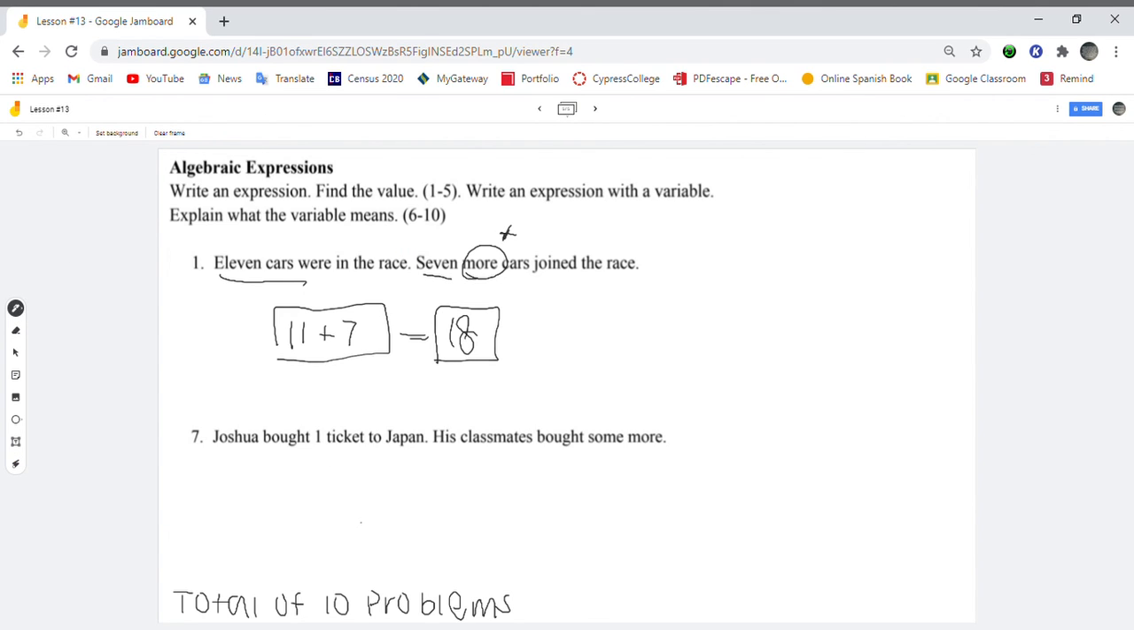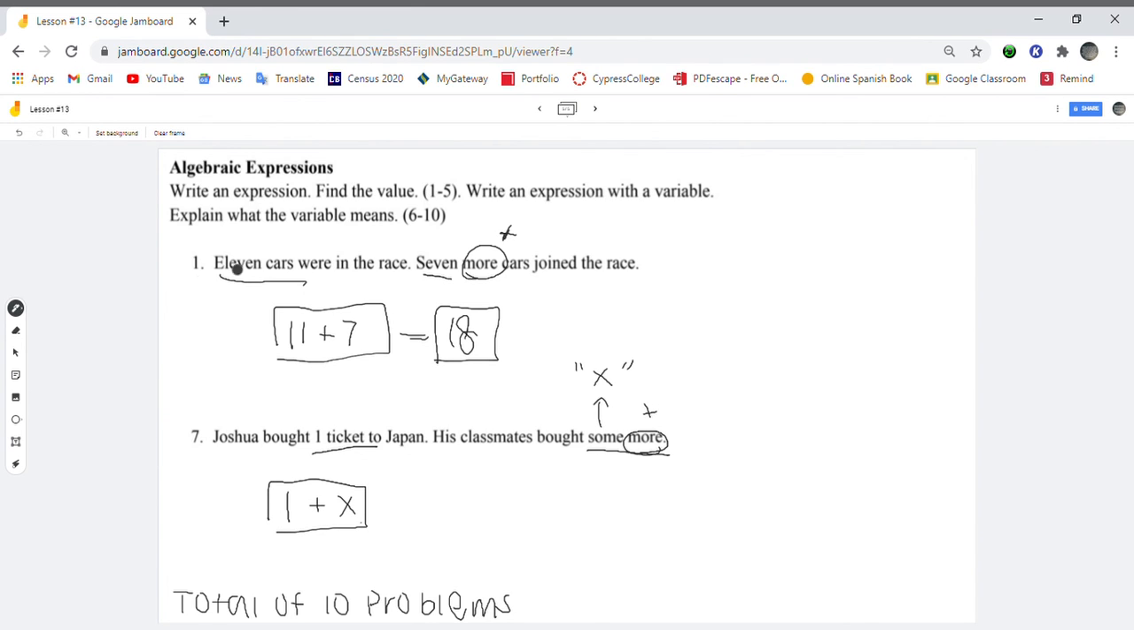It says he bought 1 ticket and his classmates bought some more. "More" shows that it's going to be positive, and "some" shows that it's going to be a variable, because some isn't a specific number, so we have to represent it as a variable. I'm going to use the variable x to keep it basic. So we started with 1, and it says bought some more, and we're going to represent some as x. We use addition because it's more. So this would be our expression with a variable.